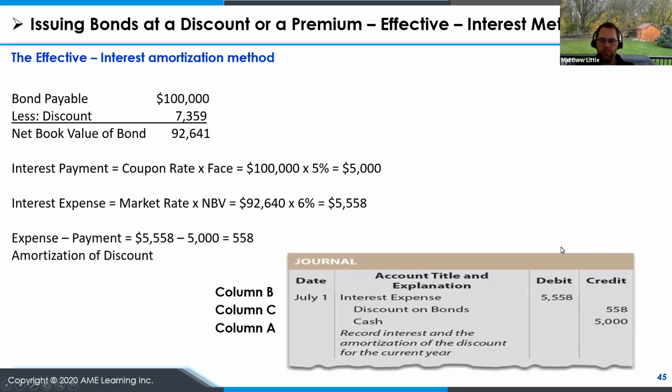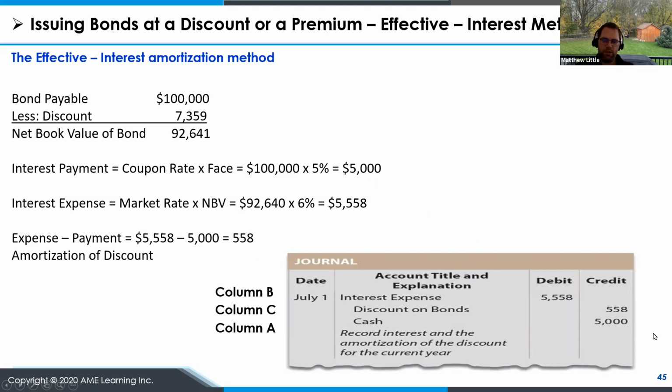So then when we make our interest payment under the effective interest rate method of amortization, it's the same function. You calculate the interest payment, coupon rate times face, which is $5,000. And what's the interest expense, which is the market rate, currently 12% per year or 6% for 6 months, times the net book value, which is $92,640. It's $5,558. So our amortization of the discount is the difference.